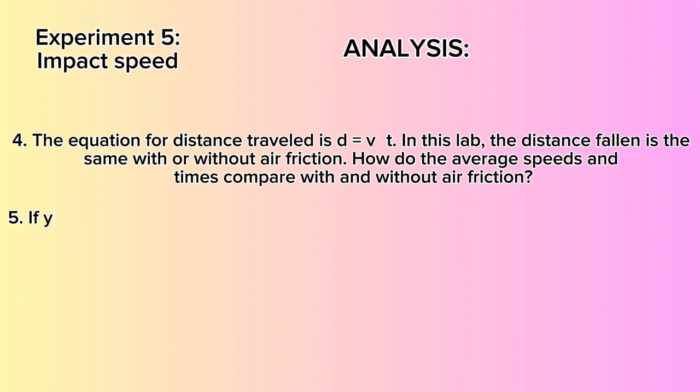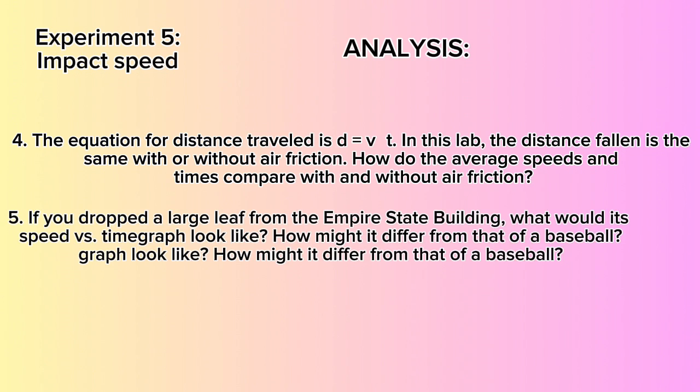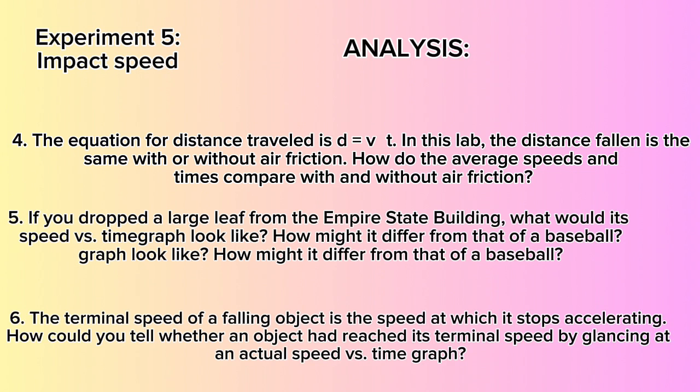If you drop a large leaf from the Empire State Building, what would its speed versus time graph look like? How might it differ from that of a baseball? The leaf's speed versus time graph will rise quickly at first, then flatten into a horizontal line, showing that it reached terminal velocity because of strong air resistance. The baseball's graph, on the other hand, will be steeper and take longer to flatten, since it is heavier and less affected by air resistance. The terminal speed of a falling object is the speed at which it stops accelerating.